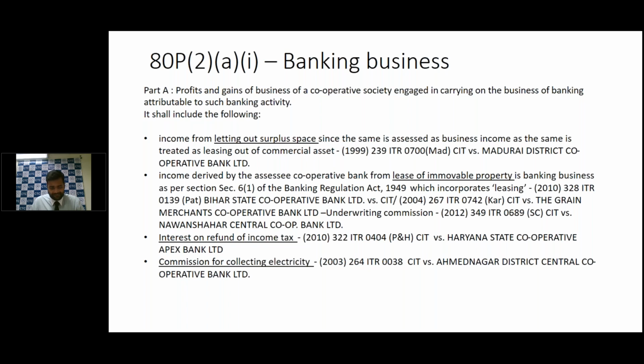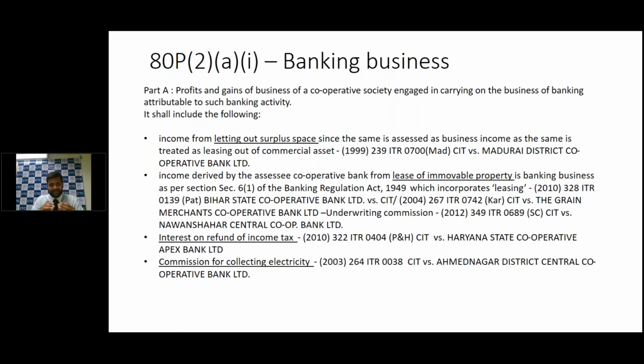Interest on refund of income tax: in an interesting case, the Punjab and Haryana High Court held that since the income tax was paid by the society on the income derived from banking business, therefore the refund, if any, arising therefrom and the interest on the refund relates to the banking business, and therefore it is allowable as deduction under Section 80P. Similarly, commission for collecting electricity bills is nothing but income from banking business. All these instances in the previous slide and this slide point out to the fact that banking business is a very wide term.